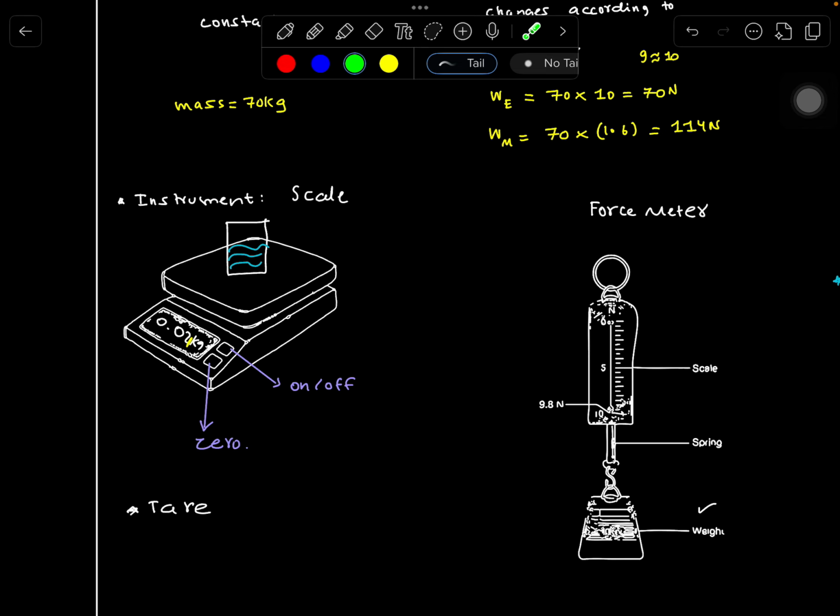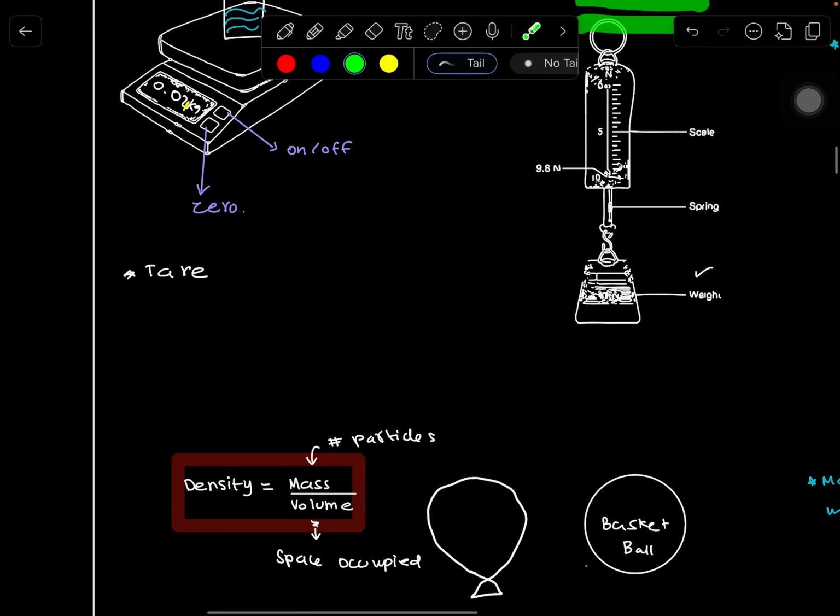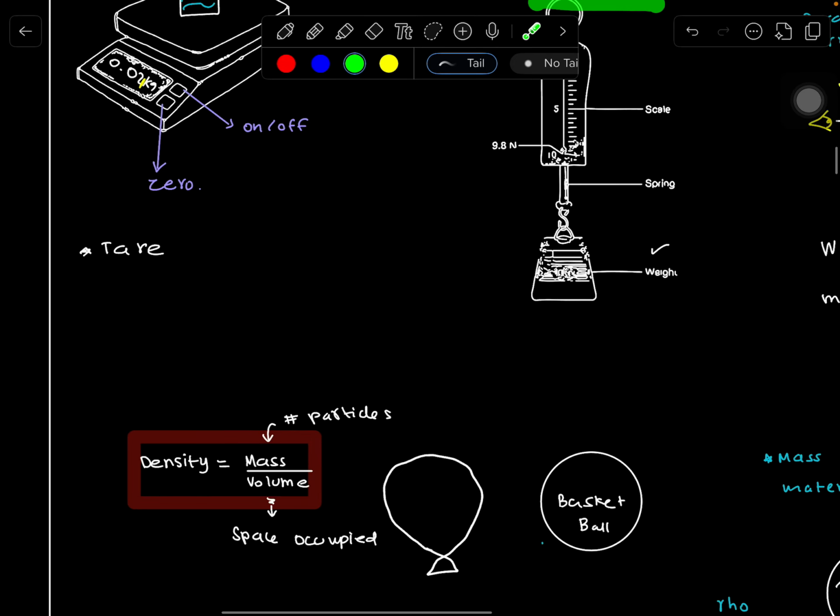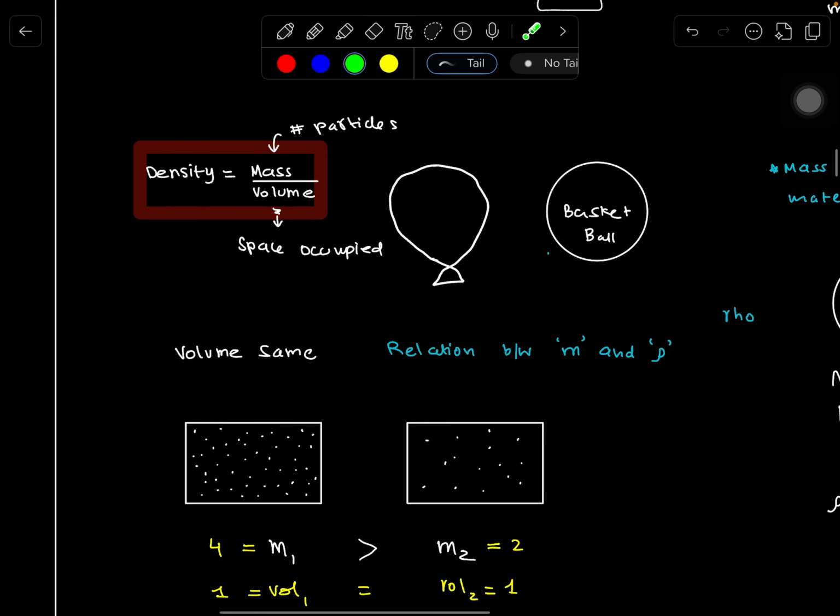We use a scale, a digital scale, to measure mass, and we use a force meter to measure weight. Remember the instruments, please.